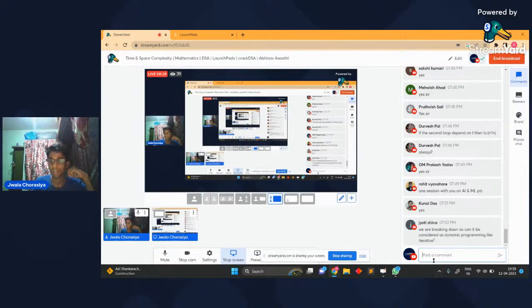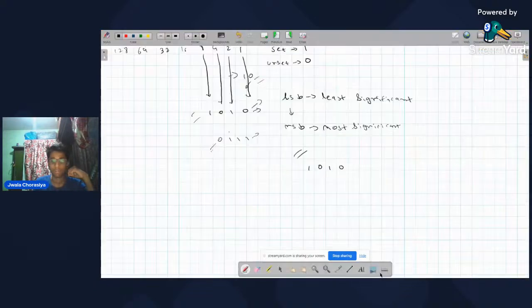Yes, Jyoti Sinha, you are right. Basically it's that only. In the iteration part we can use DP. Okay, so let's focus over here. Can anyone answer me? How can I count the number of set bits? Hello, is anyone there? Let's move ahead, no problem.